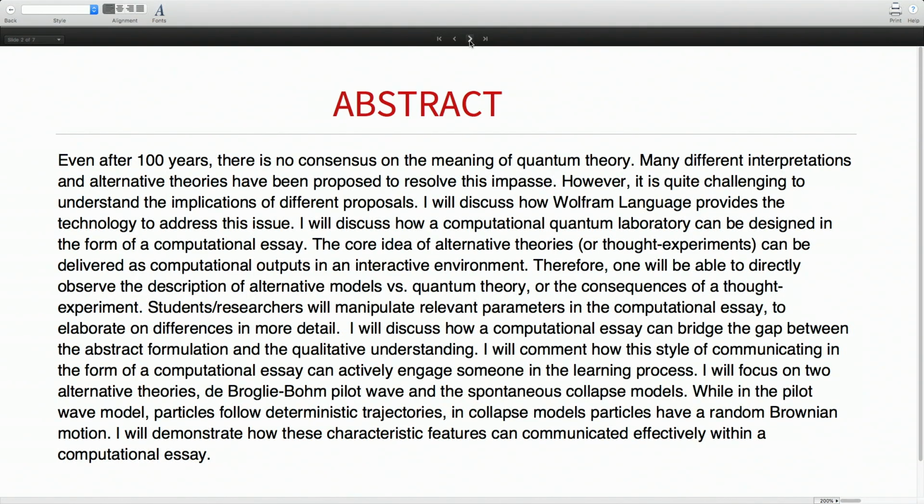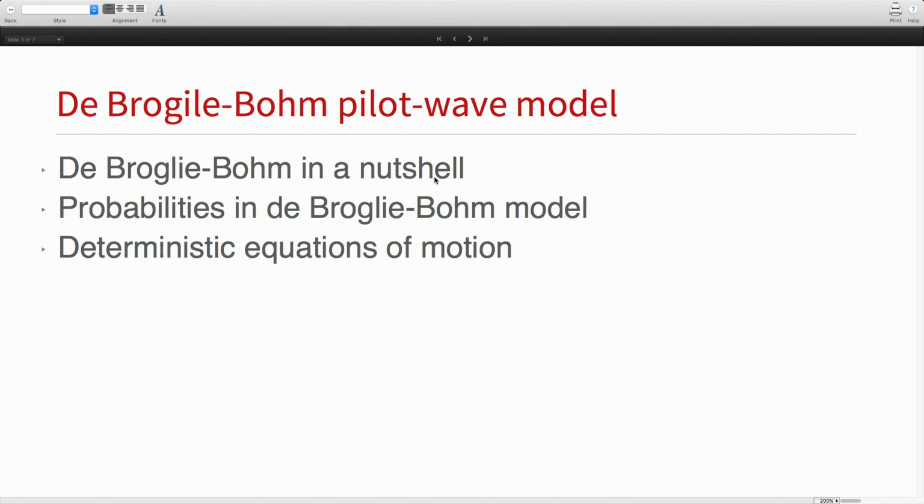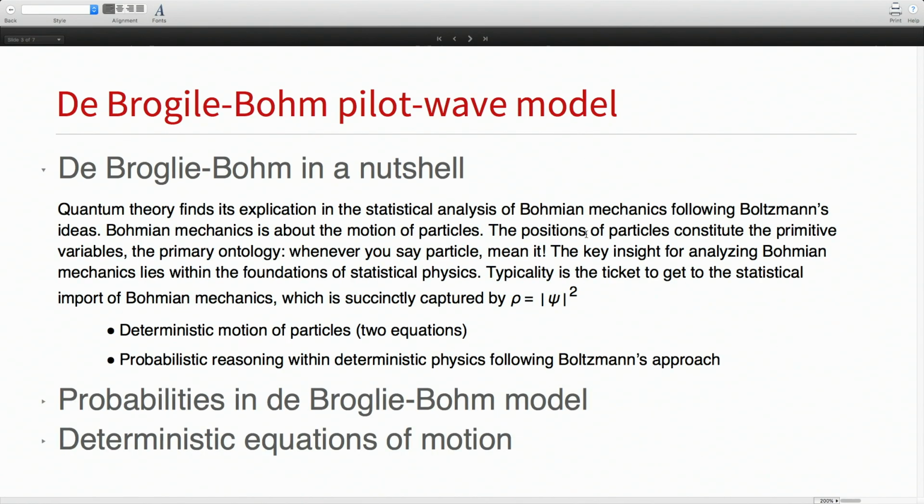So let me start with Bohm theory. What is Bohm theory? In Bohm theory, we have a very important message from the very beginning: whenever we talk about particles, we mean it. A particle has a well-defined trajectory, so we write down a mathematical equation describing that trajectory. Therefore, we have a deterministic motion of particles. This deterministic motion has two mathematical equations. One of them is the Schrodinger equation. The other one is a new mathematical equation.